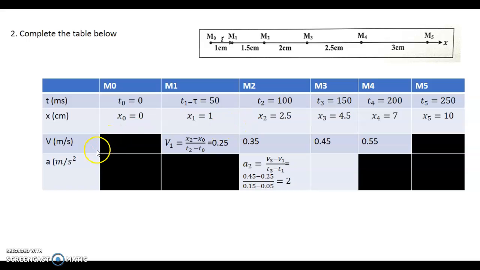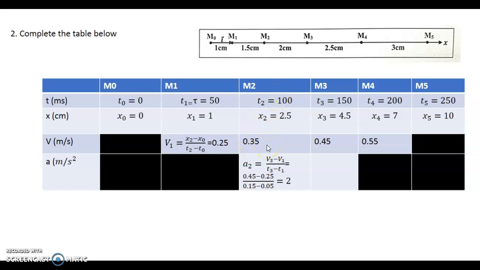Now for the instantaneous speed, we cannot find v0 and v5 because we don't have information. Here we don't have information before it, and here we don't have information after it. So we can calculate only the 4 ones here, v1, v2, v3, and v4. v1 is equal to the position after it minus the position before it, over t2 minus t0. So x2 is already written in the table, 2.5 minus 0 over t2 minus t0. For the instantaneous speed here, t2 minus t0 is 100 minus 0, so 100 milliseconds, which is equivalent to 2 tau.